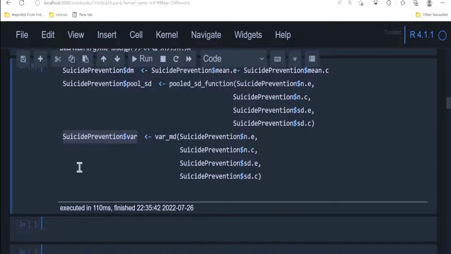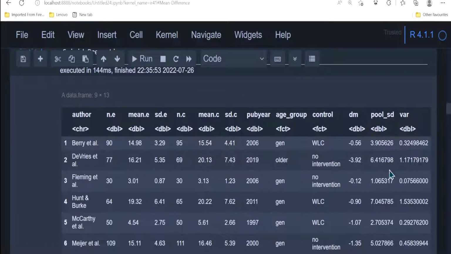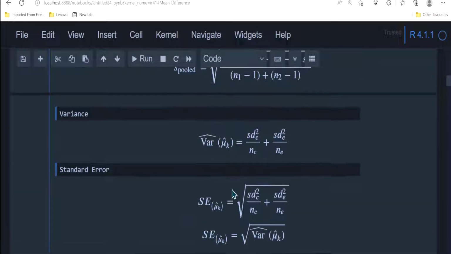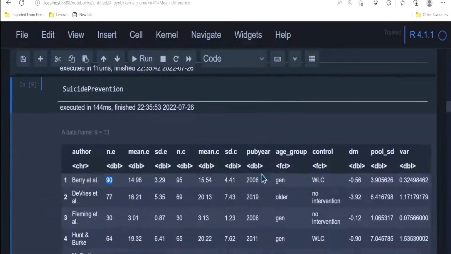If I want, I can also see how this suicide prevention data looks. Now I already have my pooled standard deviation and variance. The pooled standard deviation you can also check, because it should be something that lies between the two standard deviations. The first one is 3.29 and the other one is 4.41, and our pooled standard deviation is about 3.9. It always has to lie somewhere in between, but that depends on the sample size also, because you are using the sample sizes of both the experimental and the control groups. So that's how we calculate the variance.